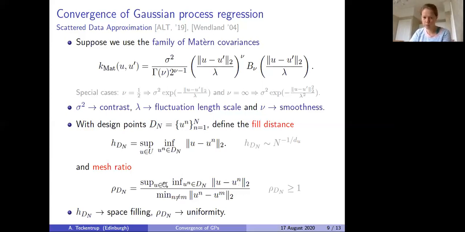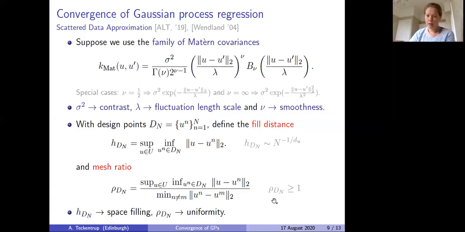So even if the points are quite well spread out and you cover the whole of U, so the numerator is small, if you still have two points that are very close together, then the mesh ratio will be very large. And so this really measures how uniform your points are. The mesh ratio is either constant, in the best case, if you have uniform points, or it can increase with n if you have point sets where it is very likely that two points will be very close together.